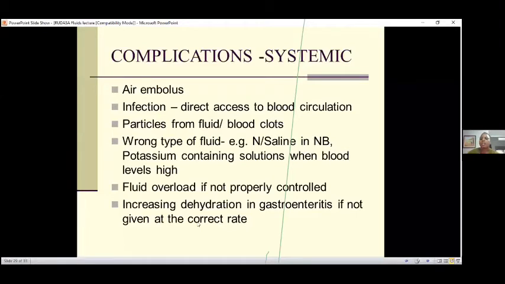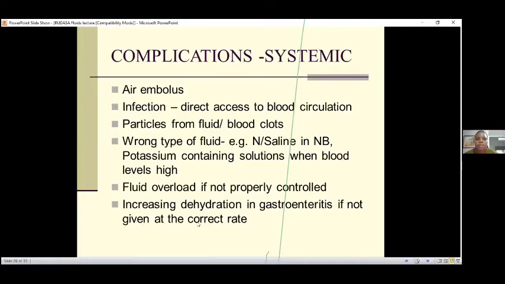And then issues like giving the wrong type of fluid, like giving normal saline to a newborn. A newborn never gets normal saline. You always give neonatalyte. And also giving potassium-containing solutions when the patient has high blood pressure is contraindicated. Fluid overload is also another complication if it has not been properly controlled.